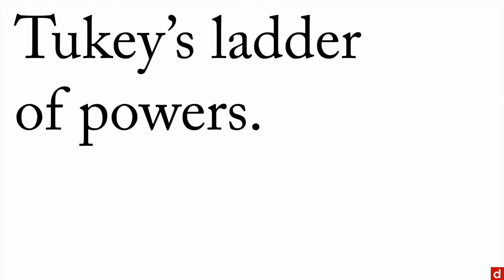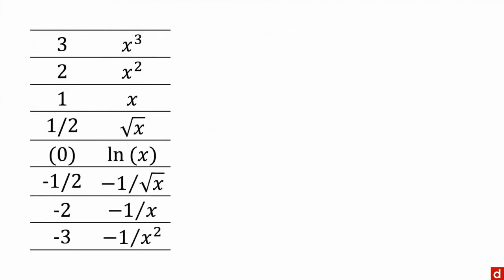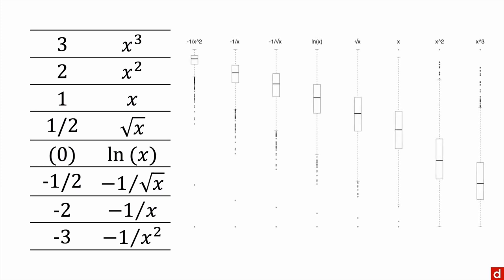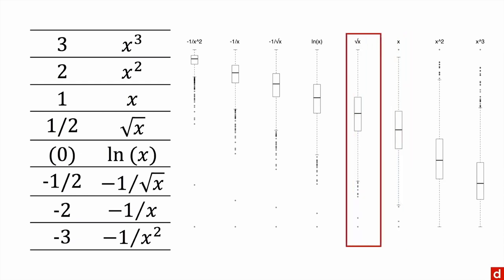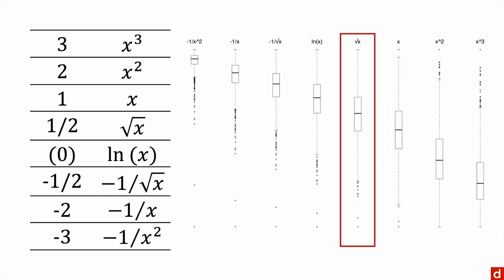He talked a lot about transformations. This is his ladder, starting at the bottom with the -1/(x)² up to the top with his x³. And here's how it works. This distribution over here is a symmetrical, normally distributed variable. And as you start to move in one direction and you apply the transformation, you take the square root, you see how it moves the distribution over to one end.